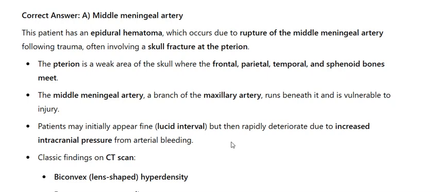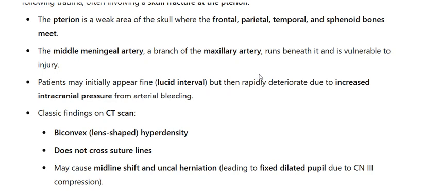Patients may initially appear fine, a lucid interval, but then rapidly deteriorate due to increased intracranial pressure from arterial bleeding. Classic findings on CT scan: biconvex, lens-shaped, hyperdensity, does not cross suture lines, may cause midline shift and uncal herniation, leading to fixed dilated pupil due to CN3 compression.